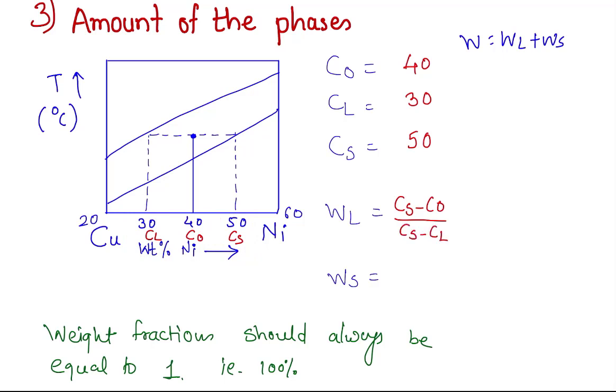Similarly for solid, you have to neglect this. These two are remaining, Cl and C0. So C0 minus Cl, because Cl is smaller than C0, upon the smallest concentration subtracted from the largest concentration. So if we solve this, Cs minus C0, that is 50 minus 40 upon 50 minus 30, that is equal to 10 by 20, which is equal to 0.5.